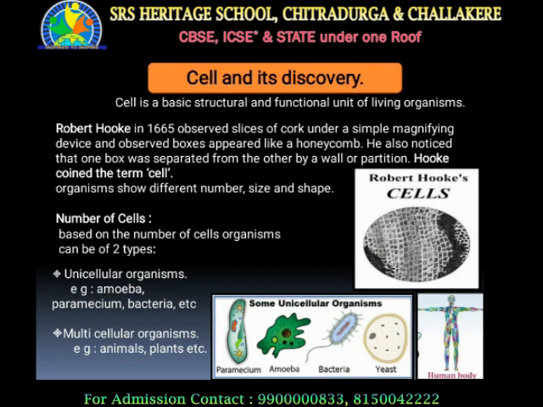The word uni itself tells us one. These organisms have only one cell in their body, so they are called unicellular organisms, and that one cell is enough to perform all the activities required for the survival of that organism. Such organisms are called unicellular organisms. For example, amoeba, paramecium, euglena, bacteria and yeast all come under unicellular organisms.